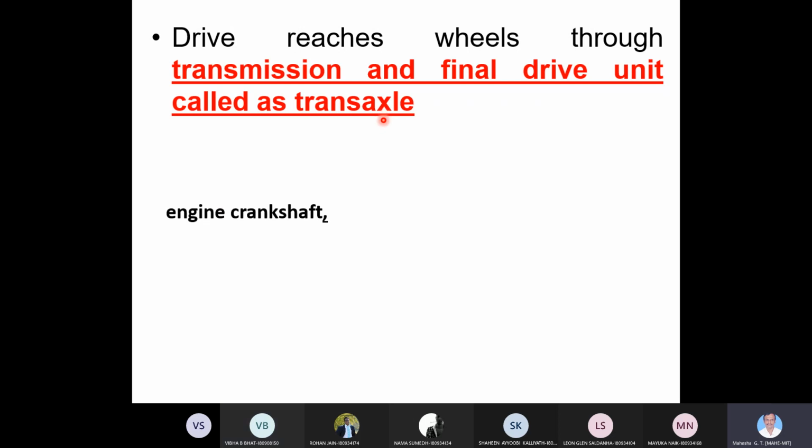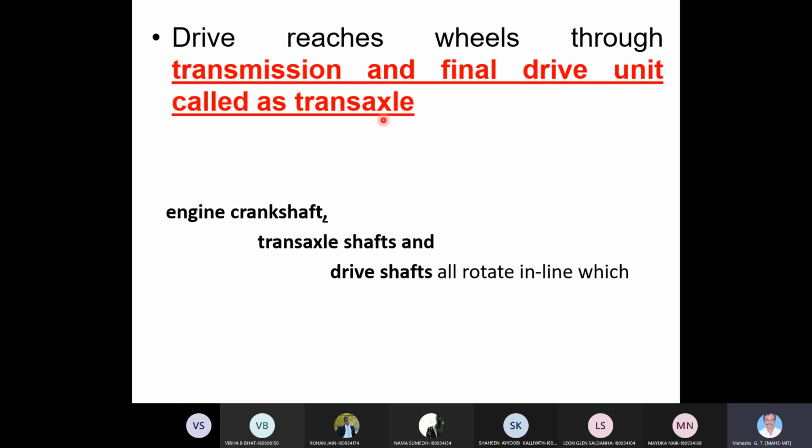And what happens is here the engine crankshaft, transaxle shafts, which are primary shaft and secondary shaft, which I have shown there, and the drive shafts, which are half shafts, all the three rotate in the same line, in the same plane normally, and hence simplifies the final drive arrangement. That is the advantage of such a type of drive. So that is what you can tell about the advantage of such a type of drive versus any other drive layouts. It will simplify the final drive design.